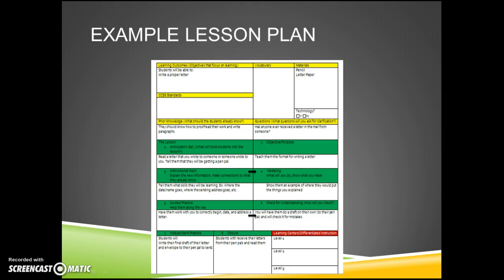An example of a lesson plan would be, students will be able to write a proper letter. They will know how to address and date a letter, and they will be able to write paragraphs and have the proper headings.